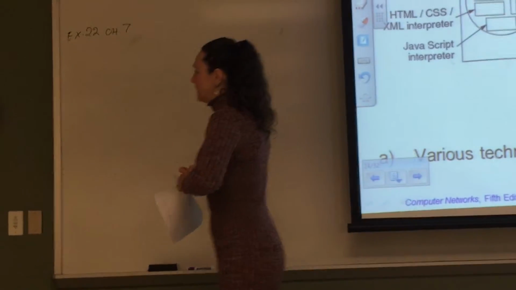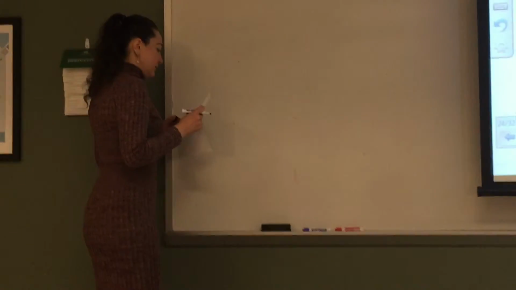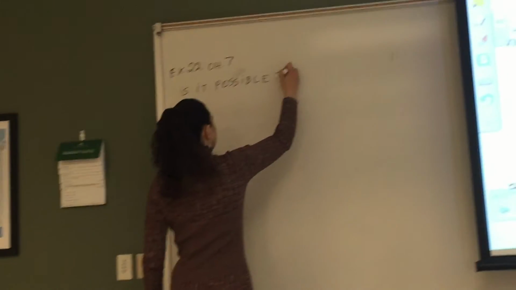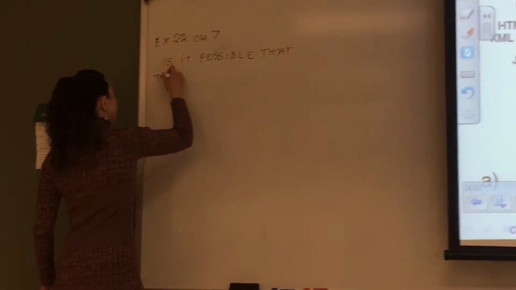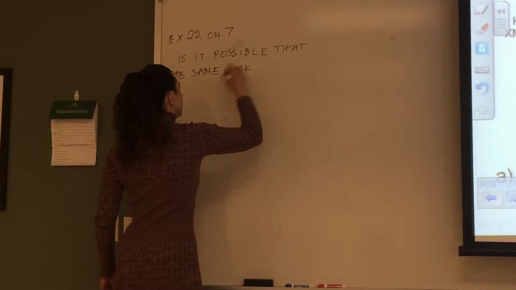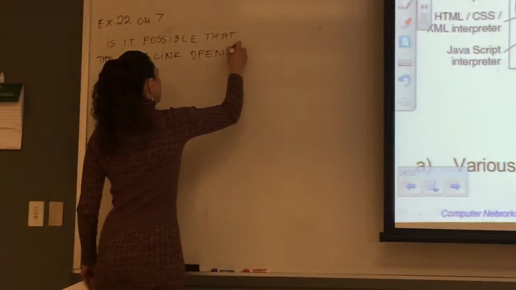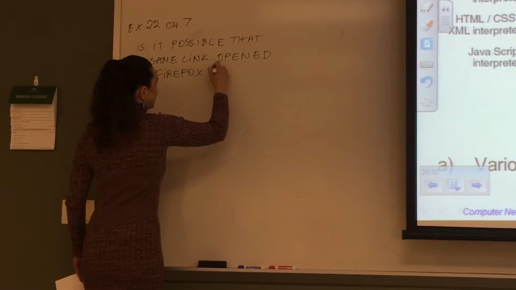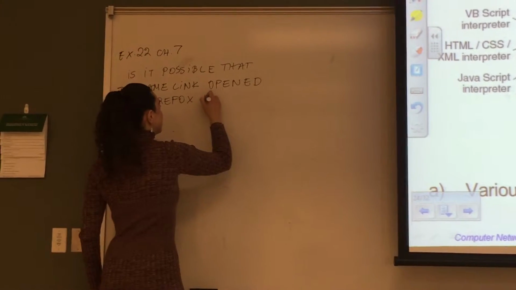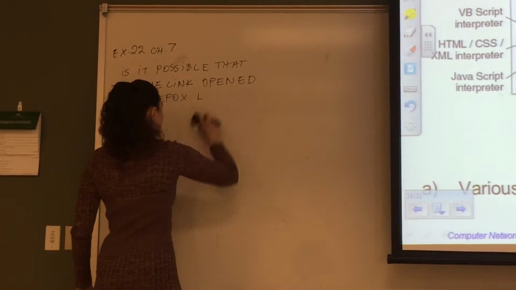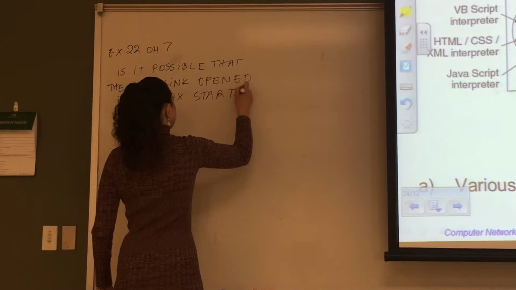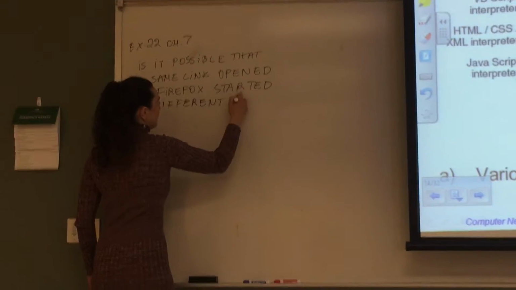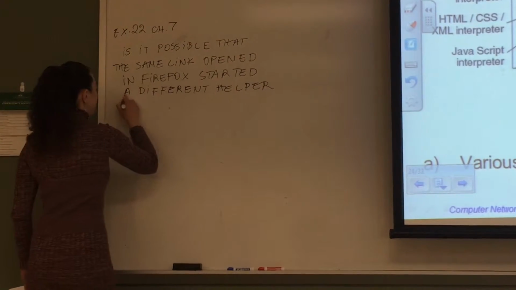So this exercise is asking, is it possible that the same link opened in Firefox browser started a different helper application than the same link opened in Internet Explorer.